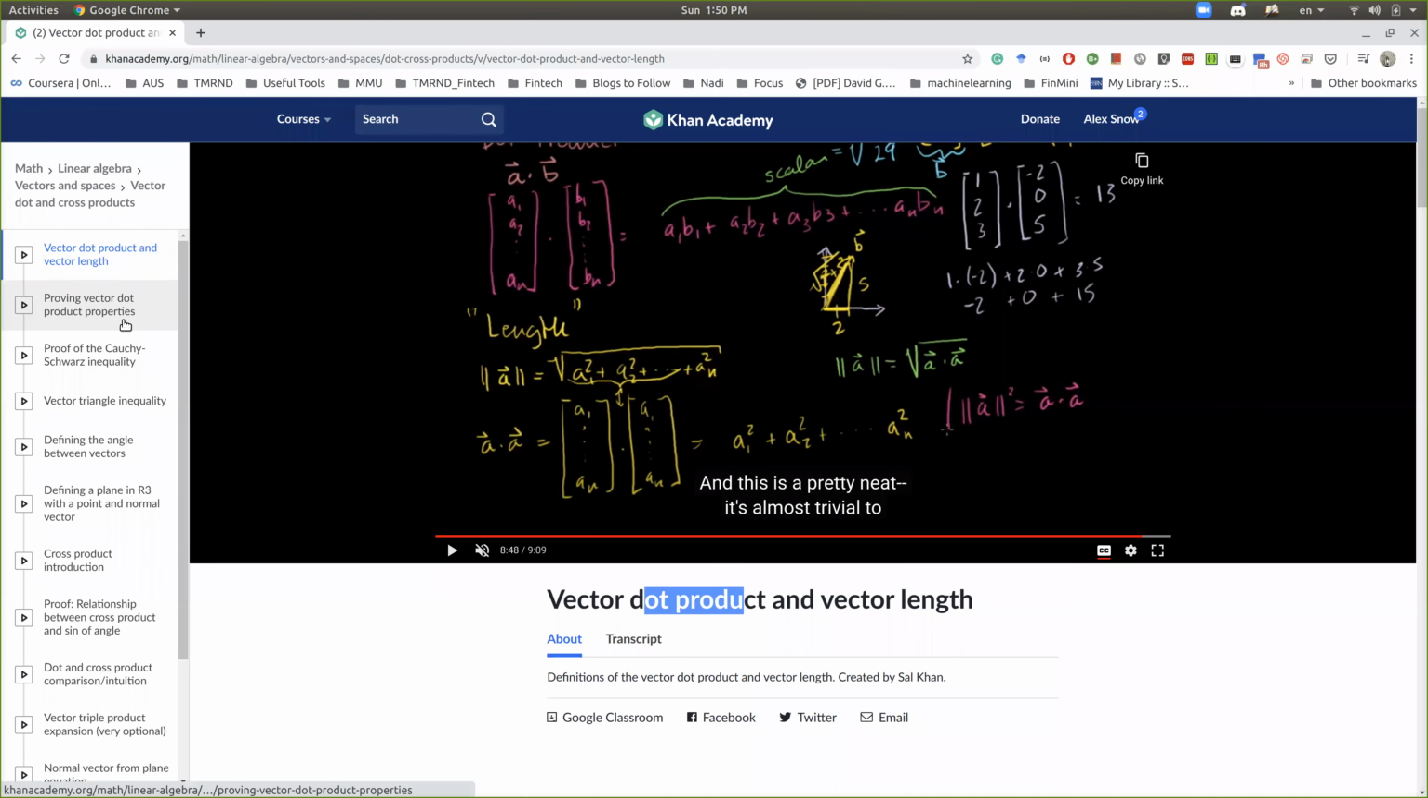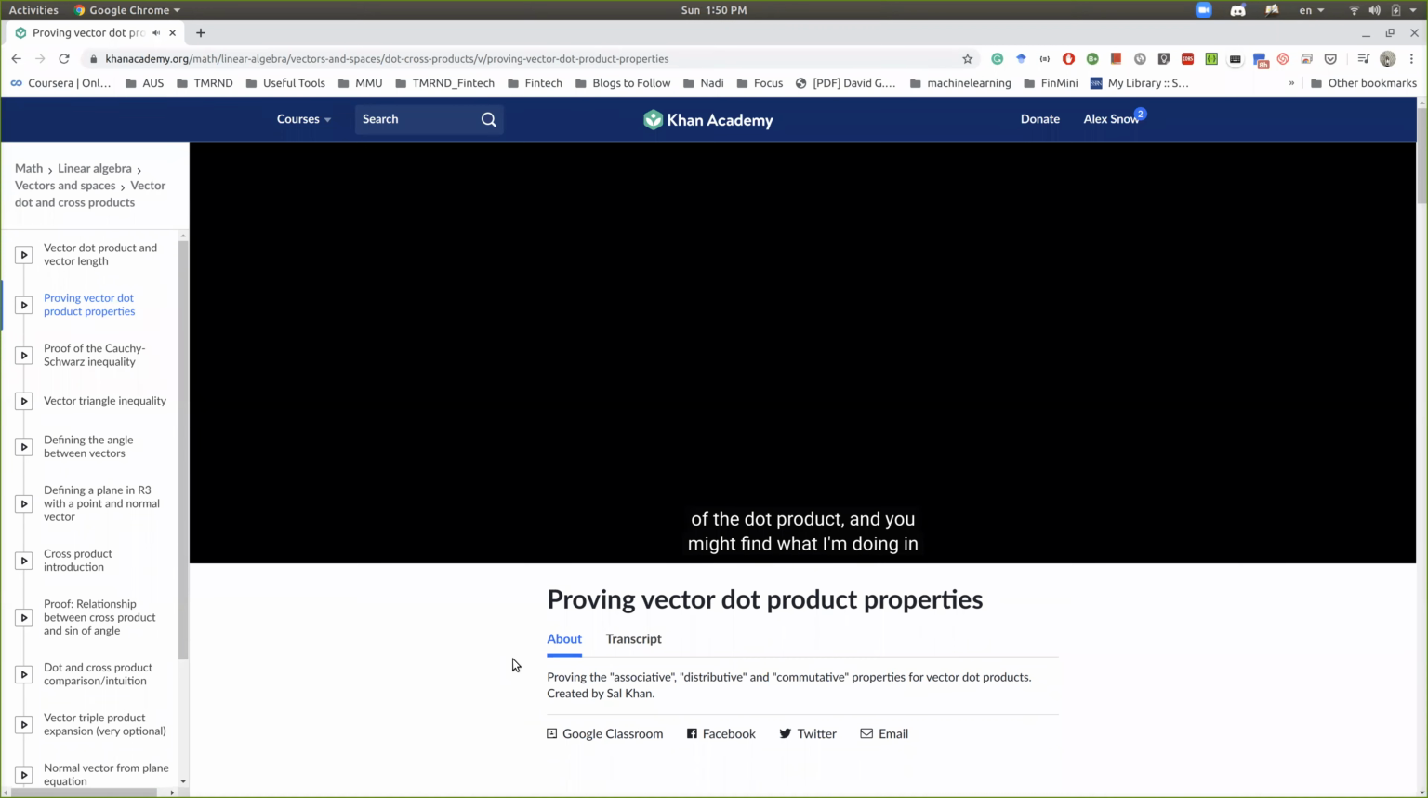In this video, I want to prove some of the basic properties of the dot product. You might find what I'm doing somewhat mundane, and to be frank, it is, but I'm doing it for two reasons. One is that this is the type of thing that's often asked of you when you take a linear algebra class. But more importantly, it gives you the appreciation that we really are building up a mathematics of vectors from the ground up, and you really can't assume anything. You need to prove everything for yourself.